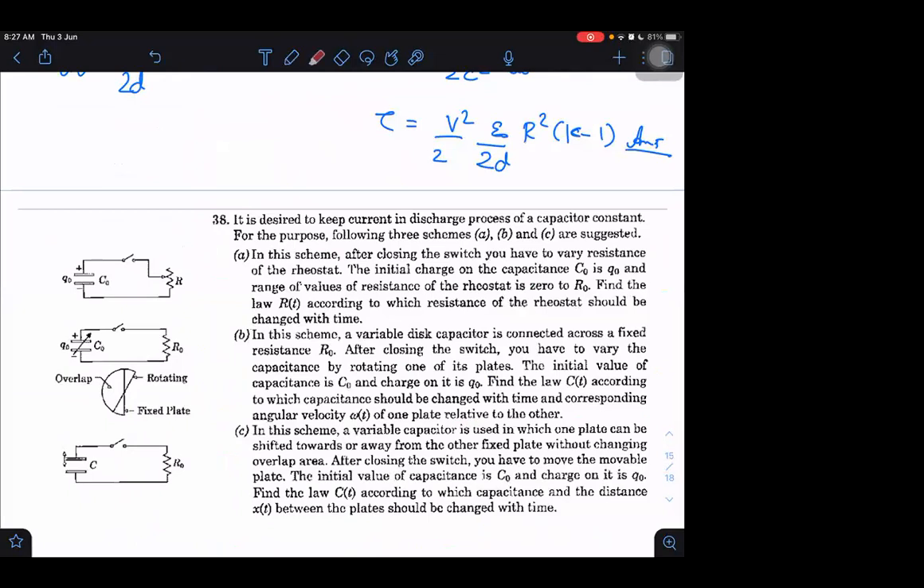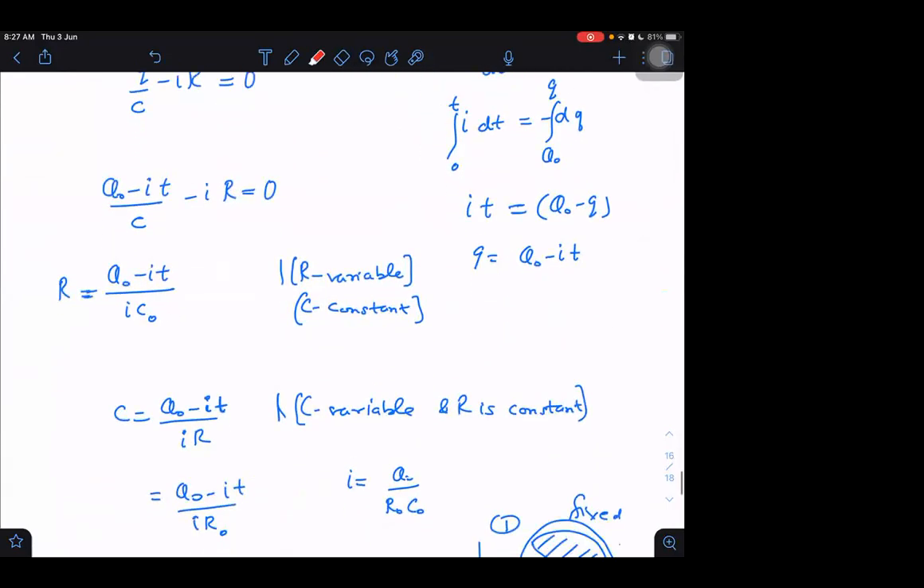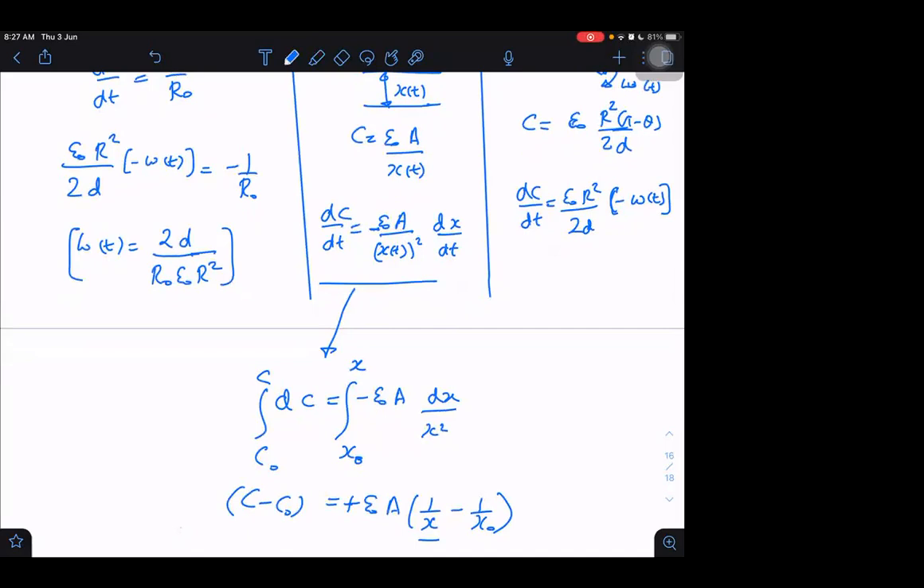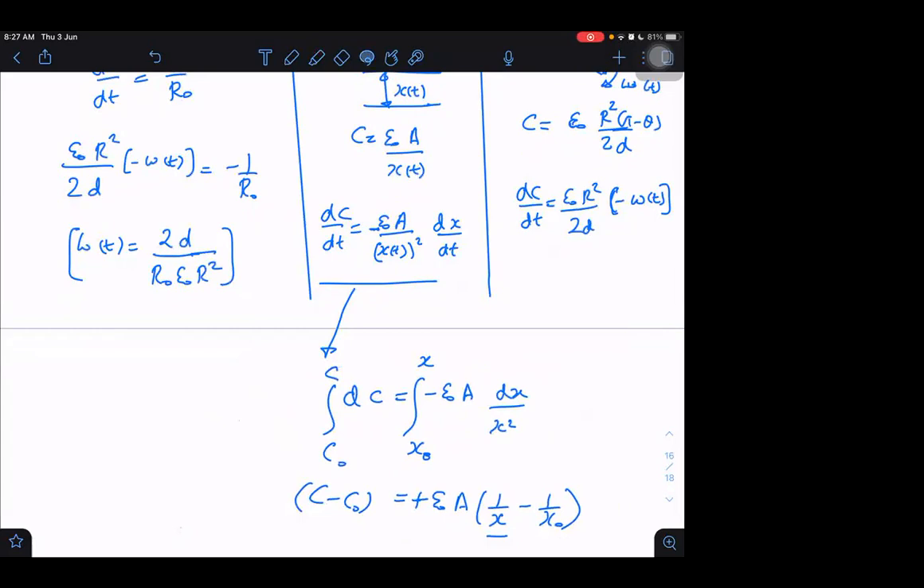I just wanted to ensure whether they have given d or not. They have given c naught, r naught, q naught, and they are asking to find omega t. D is not given. We have to replace d again. We can do that by writing what value of d we can write.